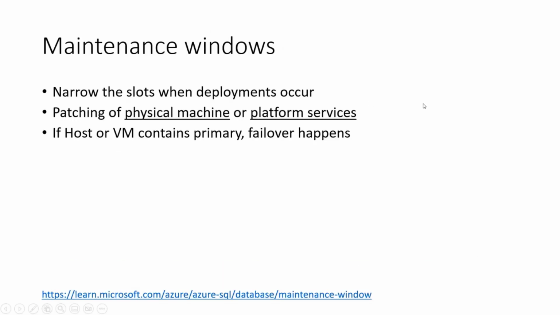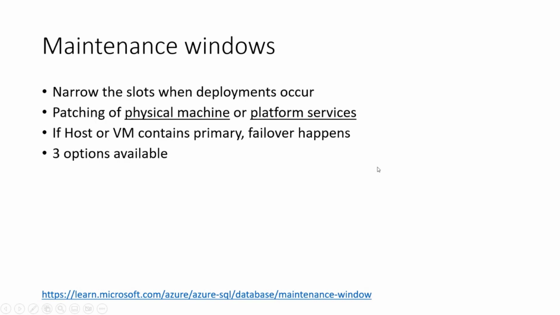And what are the maintenance windows? Well, once the code reaches the region where your instance is deployed, the maintenance windows ensure that the slots when these deployments occur are narrowed. And this applies no matter if it is patching on the physical machine or platform services. And if the host or VM that is being patched during this window contains the primary replica, the failover will happen.